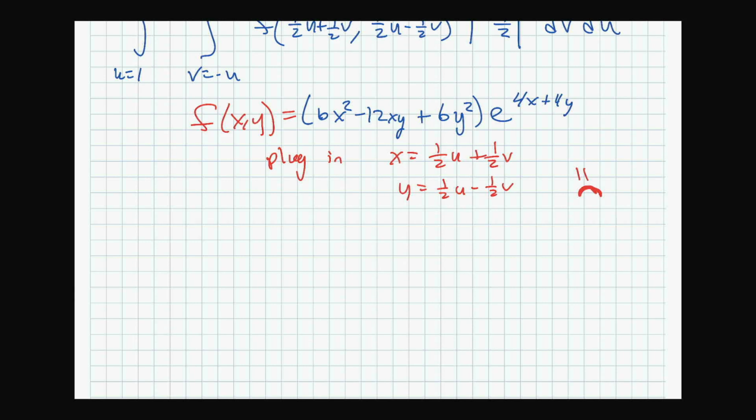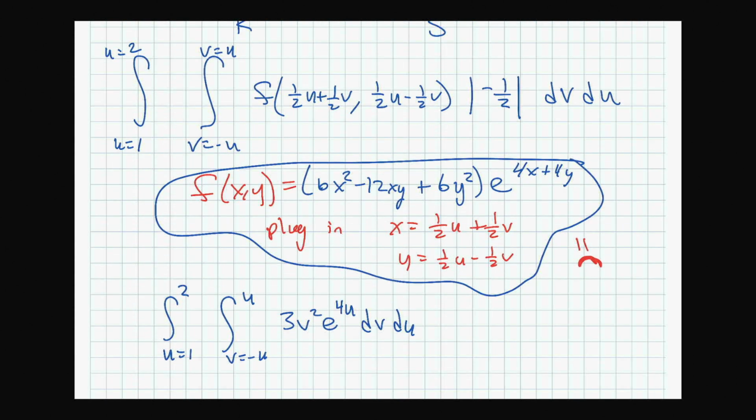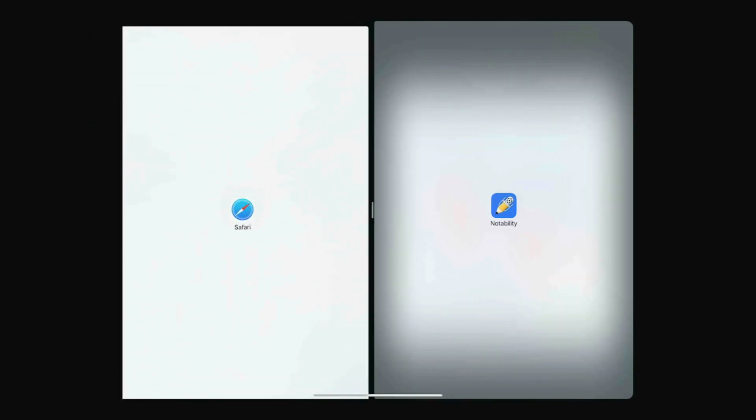I'm just going to tell you the final thing. So your final integral is u goes from 1 to 2, v goes from negative u to positive u, and if you work it out, this actually just magically becomes 3v squared e to the 4u dv du. Okay, so we did everything except actually plugging that in and simplifying. That's where I would use Wolfram Alpha. So the last thing I'm going to do is just say how to do that.